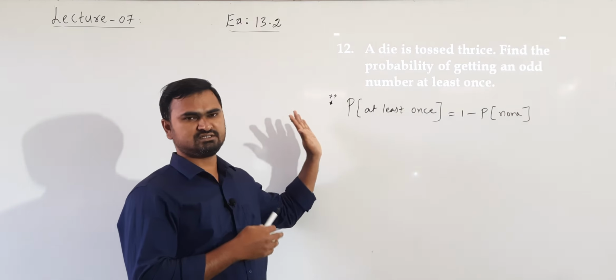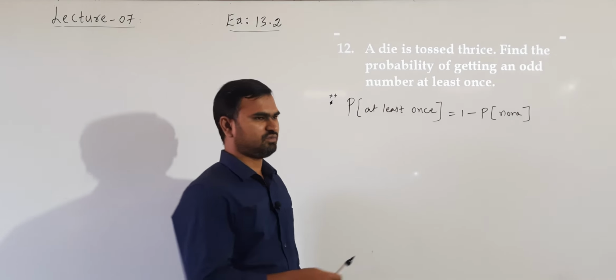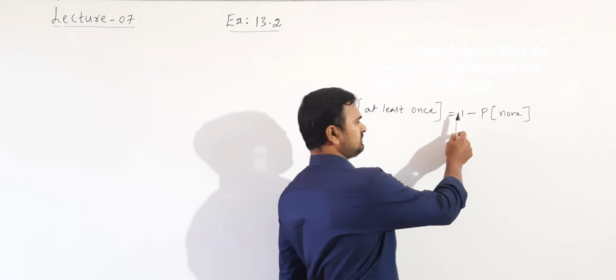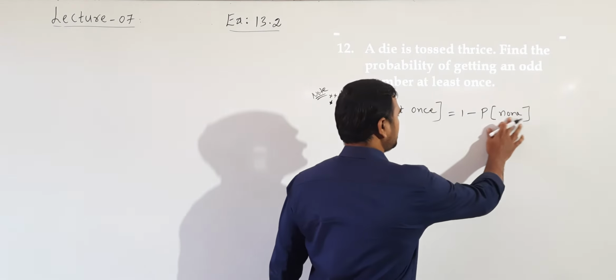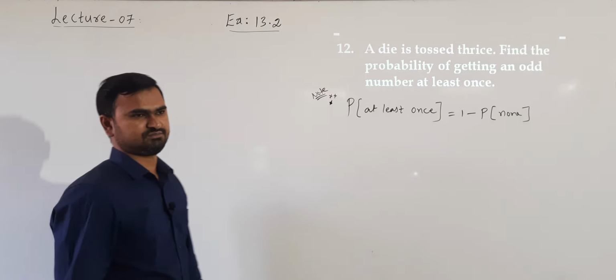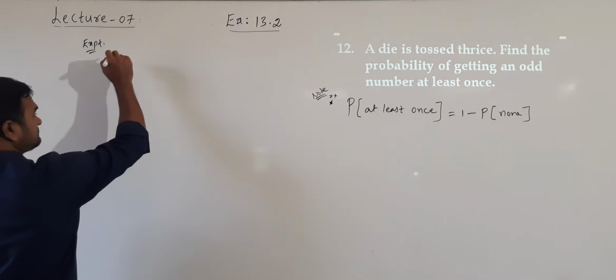So instead of considering the three cases, getting one odd number, two odd numbers, three odd numbers, what I can take is 1 minus probability of getting none of the odd number, means all the three times we should not get an odd number. So taking that one case we can get the answer here. Okay, so you can make it as a note: probability of getting the event at least once is 1 minus probability of getting the event none of the times, means 0 times. Okay, so here the experiment is die is tossed 3 times.